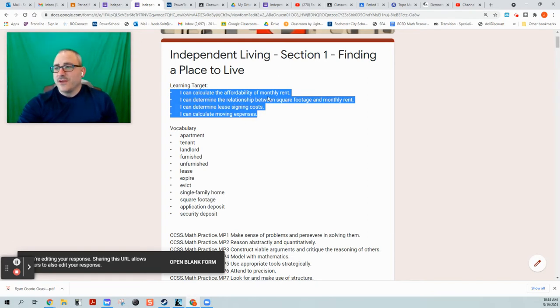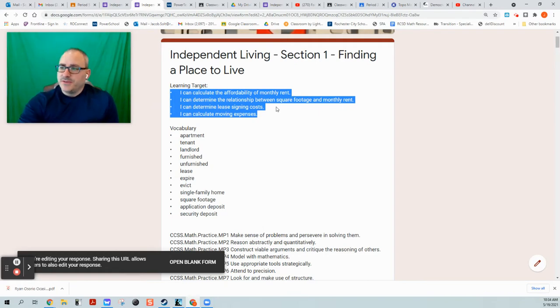I can calculate the affordability of monthly rent. That's figuring out, based on how much someone makes, how much rent they can afford. About 28%, somewhere between 25 and 30% of their monthly income, should be directed towards rent, or could be up to that. Less if you want to save money.